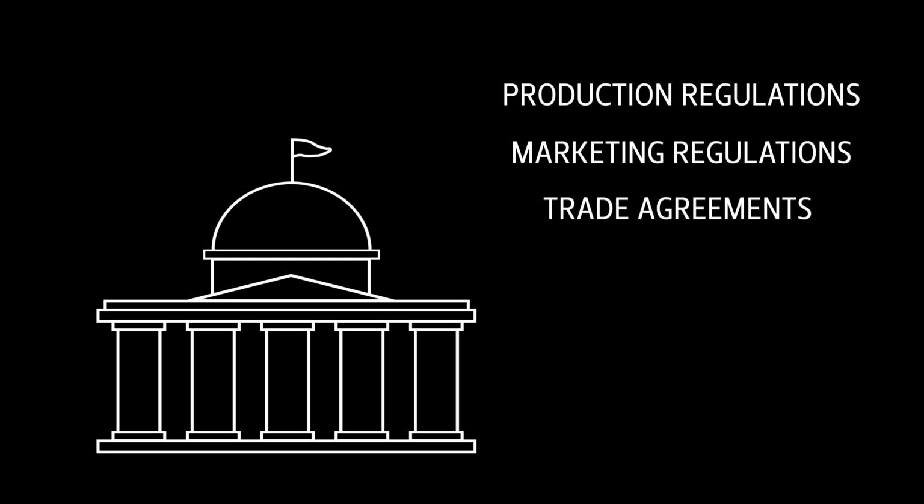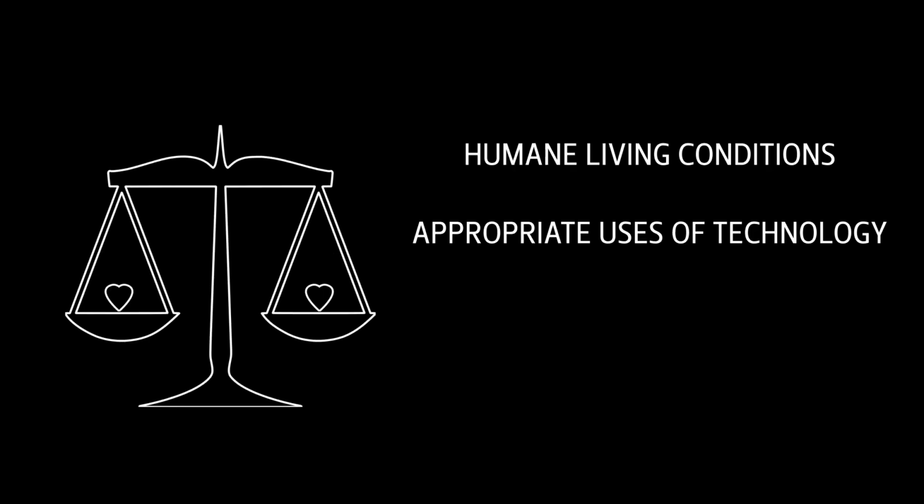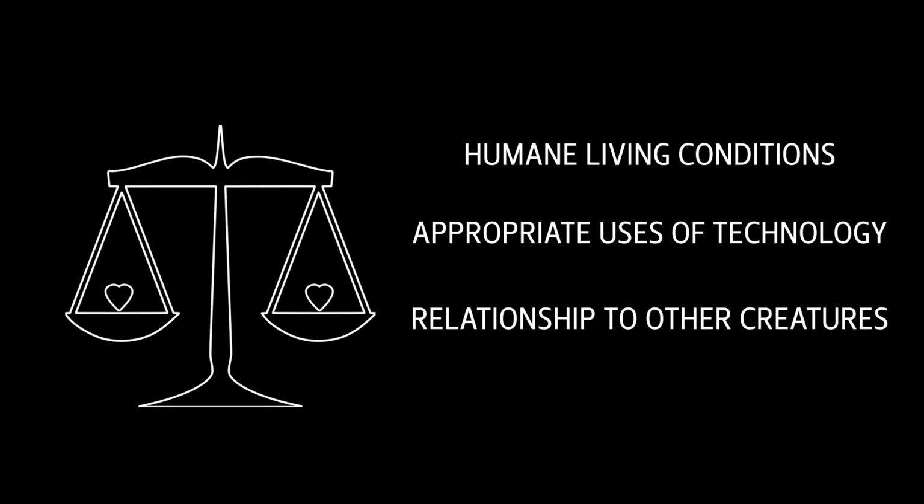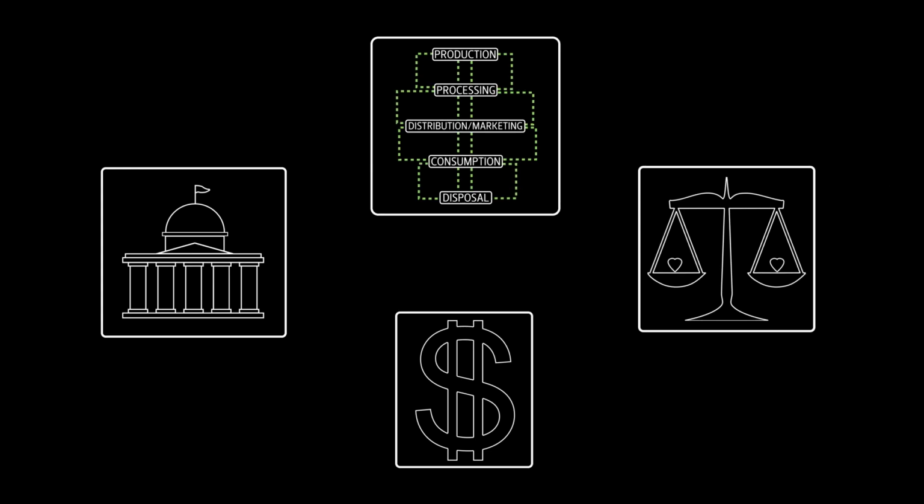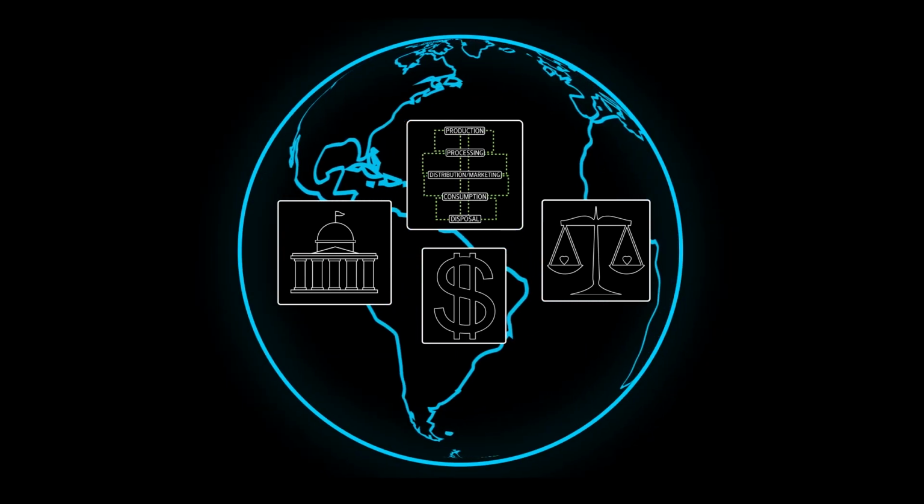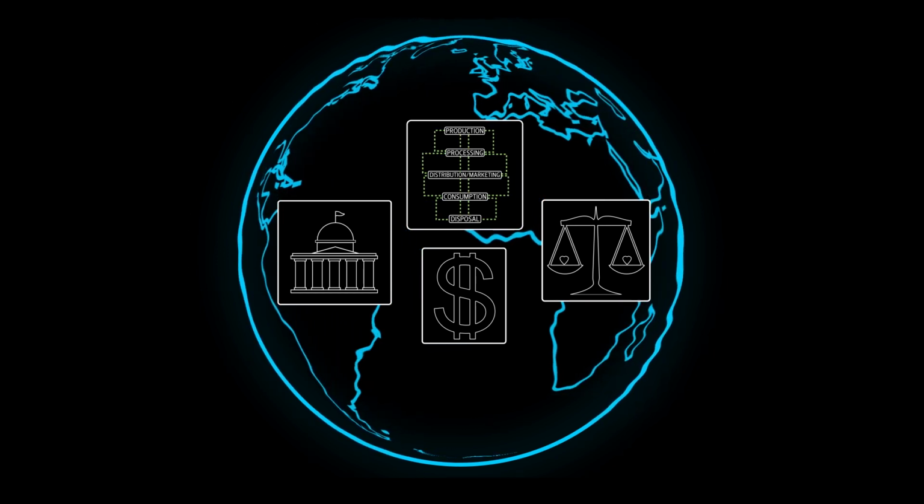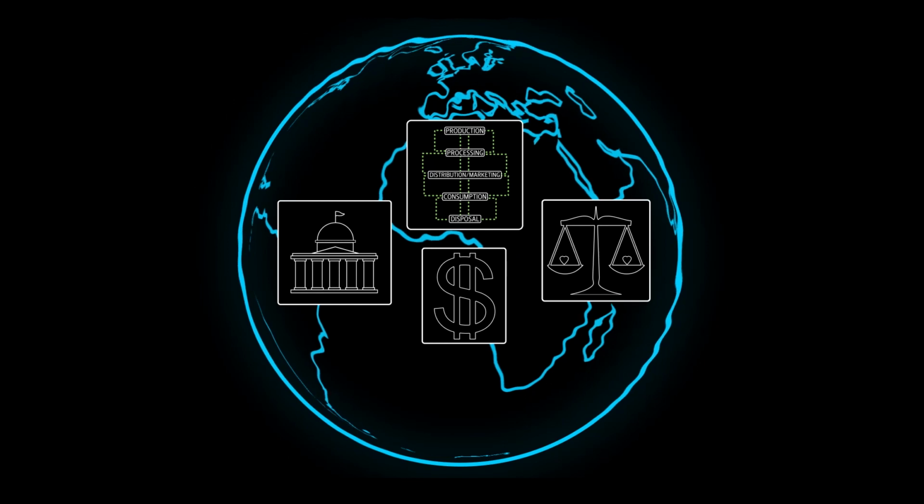They sign trade agreements, make immigration laws, and provide subsidies. Economic systems dictate prices, loan and land availability, and worker wages. Ethical systems influence ideas about humane living conditions, appropriate uses of technology, and our relationship to other creatures. Of course, all the systems mentioned are housed within the life support system provided by planet Earth. Each action or inaction has ripple effects on other systems and our planet.